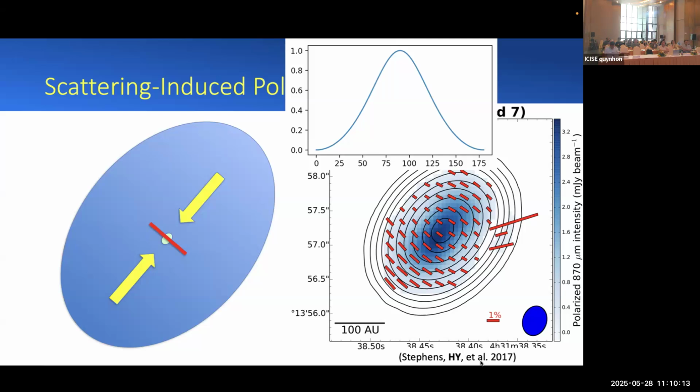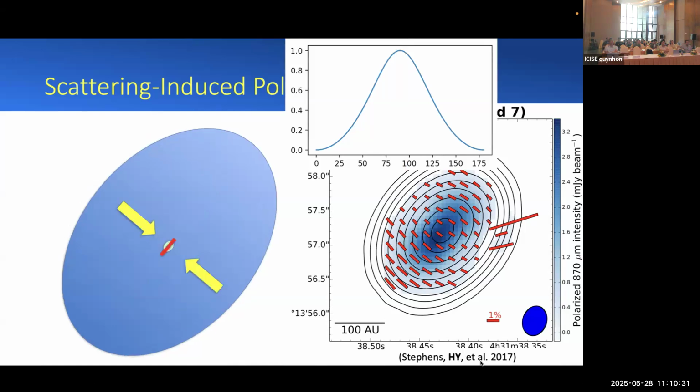So this is how it works in an inclined system. Imagine we are a screen sitting in a disk, in an inclined disk. We receive radiation from all directions. For light coming from the major axis, they are scattered by 90 degrees, which produces polarization along the minor axis. However, for light coming from the minor axis, the scattering angle is 90 degrees plus or minus the inclination angle, and they are less polarized and the polarization is along the major axis.